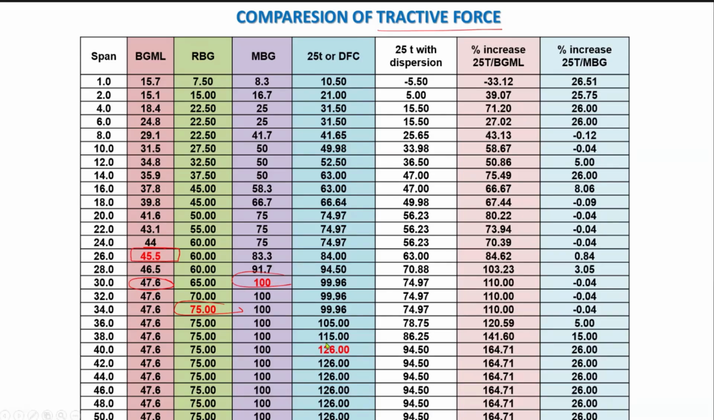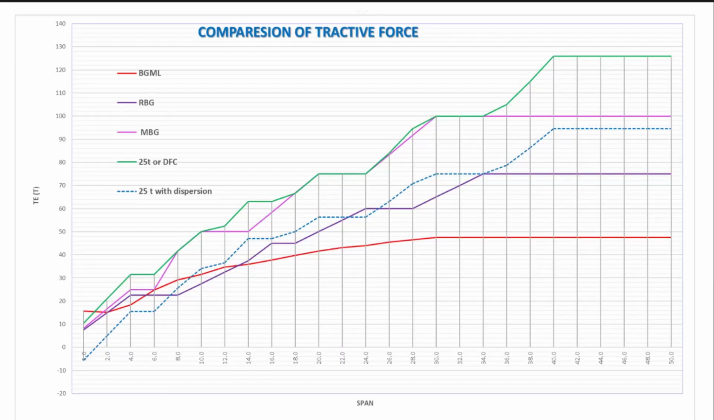Similarly, 25 ton, and here I have also calculated some with the dispersion and percentage increase that I will show you in the graphical method. In the graph, you can see in the y direction I have written tractive force and x is for span. You will see BGML is 47 or 50 ton, whereas for 25 ton it is very high. It is increasing very drastically within 1-2 meter. It means the tractive force is increased. You can see in the graphical shape also that the 25 ton is higher in all aspects.